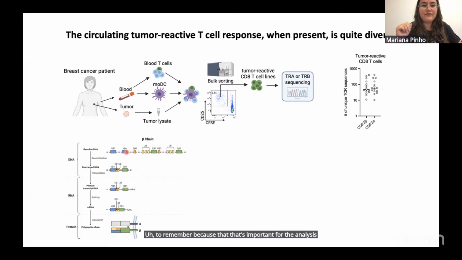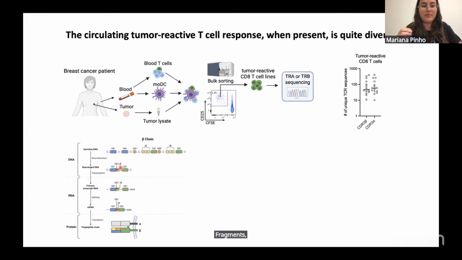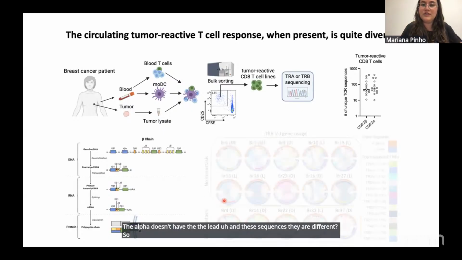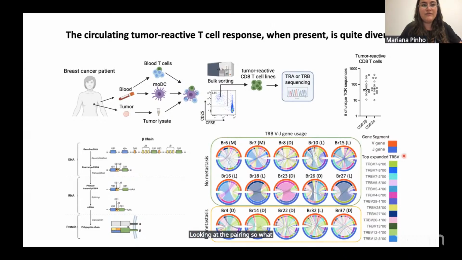We have the VDJ fragments in the genome that recombine to create the single TCR. So what we have in the end is a TCR that has used one V, one D, and one J for the beta, and one V and one J for the alpha. The alpha doesn't have the D. And these sequences are different. So you can, for example, look into the diversity by just looking at the pairing: what V gene and what J gene each of the TCRs used.